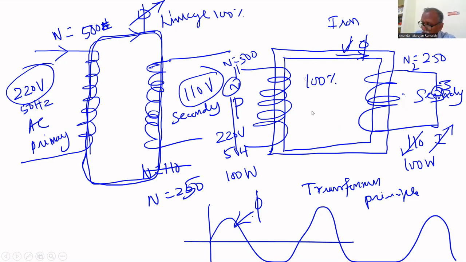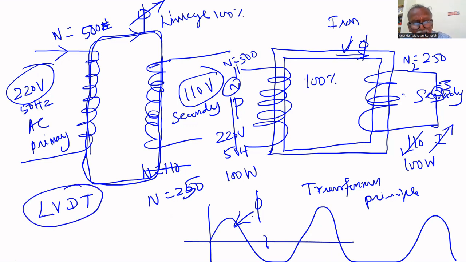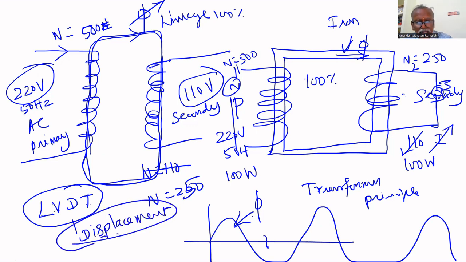The same principle is used in LVDT. In the next class, we will see how LVDT works. LVDT means linear variable differential transformer. This is used to measure displacement. Wherever the displacement is there, it can be measured by using LVDT. In the next class, we will see how LVDT works.